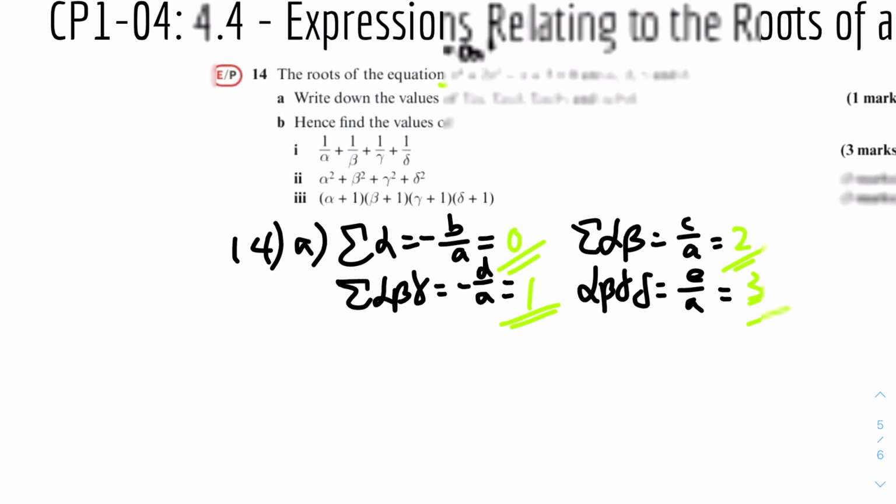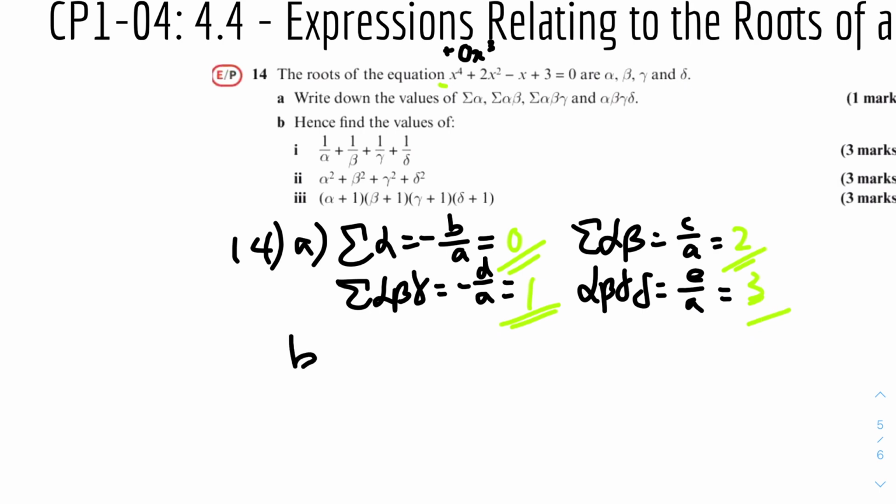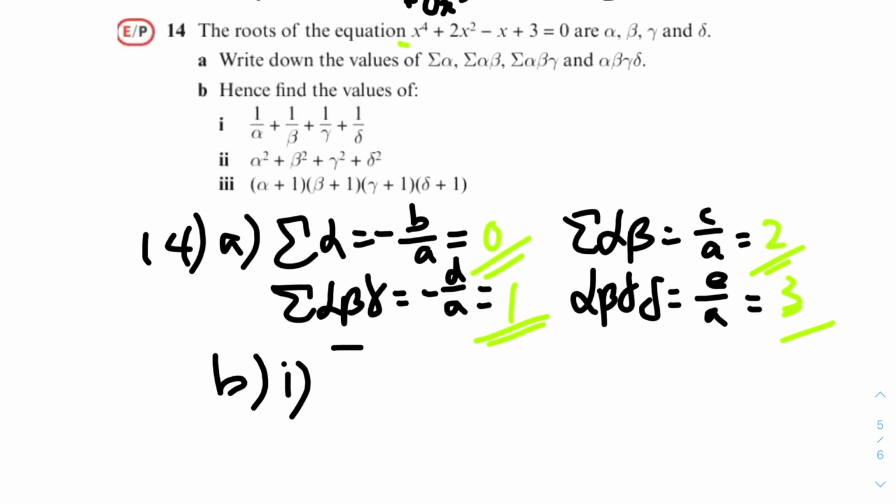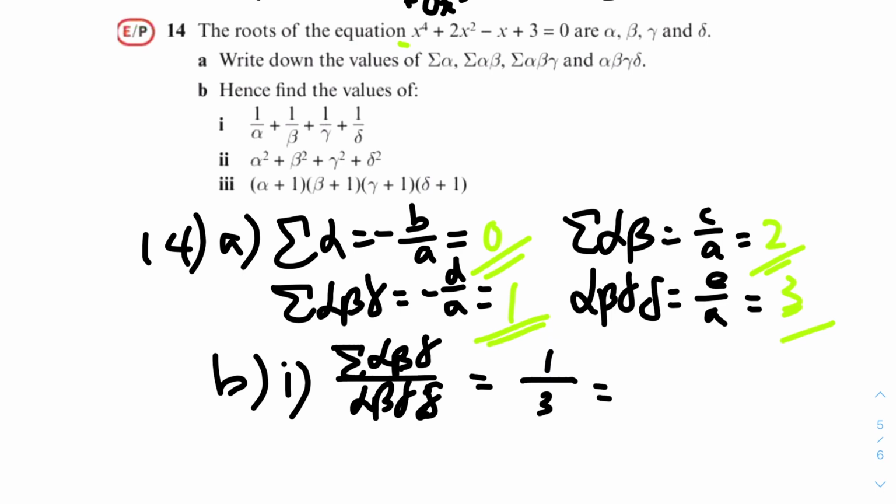So part B, find the values of alpha plus beta plus gamma plus delta. So this can be simplified into, as we mentioned, the sum of alpha beta gamma over alpha beta gamma delta, which is equal to 1 over 3, right? So this is 1 over 3, like so.